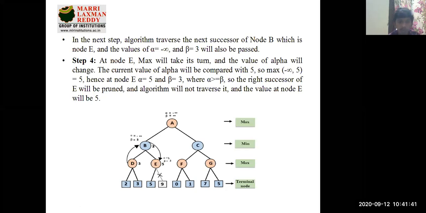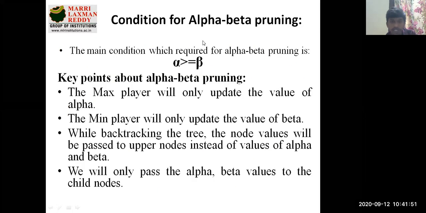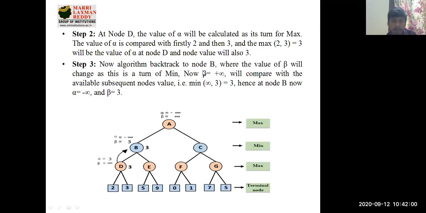Now step 4, you can see at node E, you are having two values. One is 5, another one is 9. So we have discussed one important condition with respect to your alpha and beta pruning, that is alpha greater than or equal to your beta. Now let's look at how this condition can be applied.